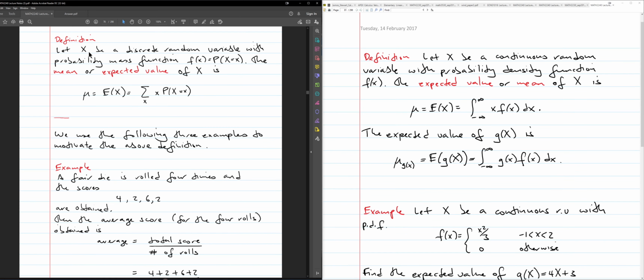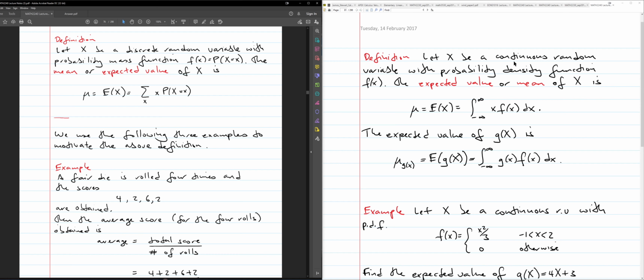For a discrete random variable, we have a formula for the expected value of X. What you do is you sum over all the possible values of your random variable. The terms in your summation would be the value of the random variable times the probability that the random variable is equal to that value. In other words, the summation of x times the probability that X is equal to x. So this is the expected value in the case of a discrete random variable.